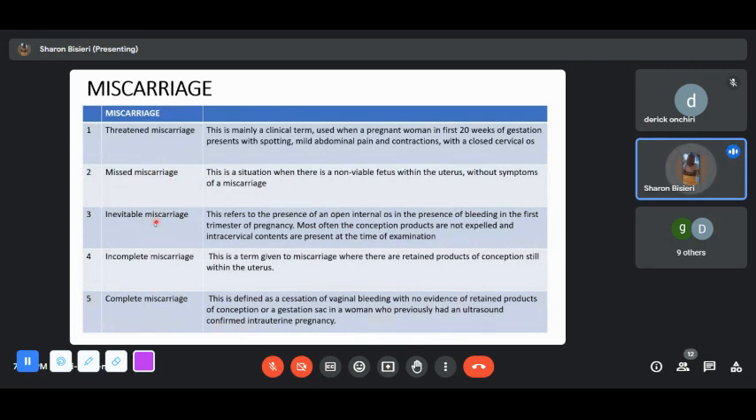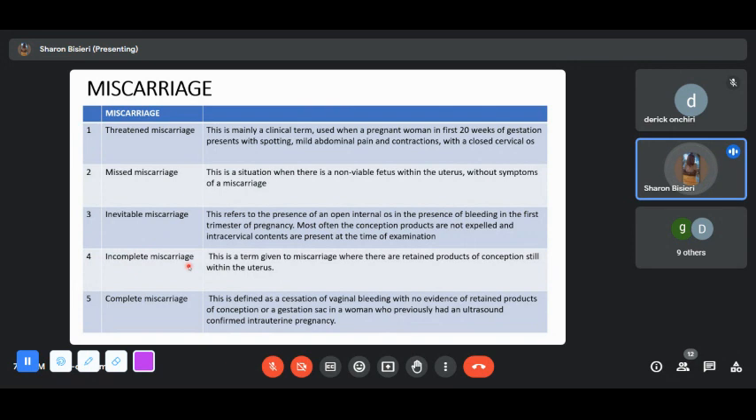For an inevitable miscarriage, that refers to the presence of an open internal os in the presence of bleeding. This is in the first trimester of pregnancy. And in this case, not all the products of conception are expelled, and the intracervical contents are present at the time of examination. So, in short, it's like you're having a threatened miscarriage, but the cervical os is open.